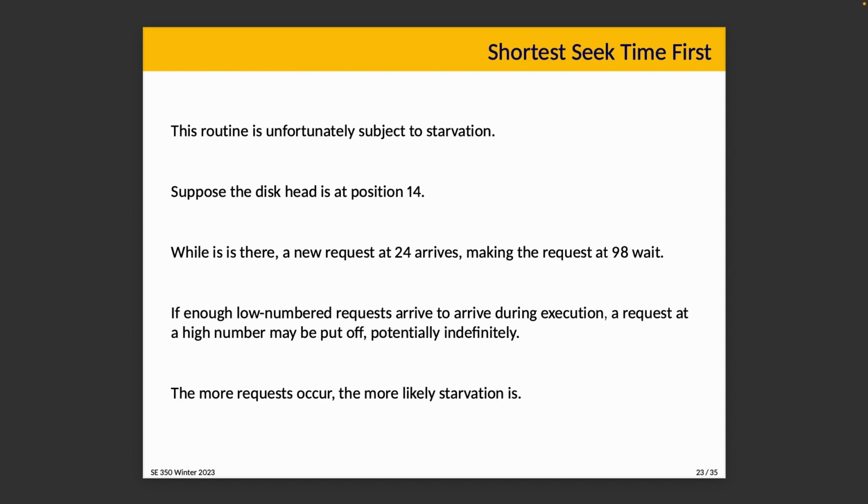How many requests we have determines how likely it is that starvation occurs. Right? If we don't have very many requests, we will certainly get to all of them eventually. If we have a large number of requests, it dramatically increases the likelihood that a request that has to wait a long time gets to wait even longer.